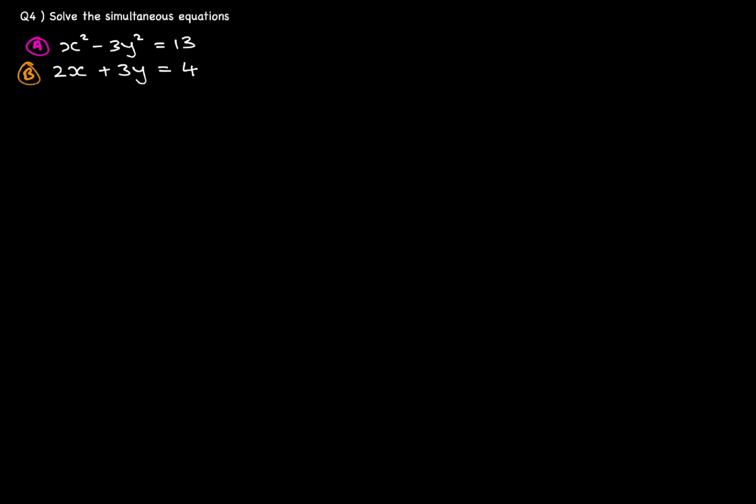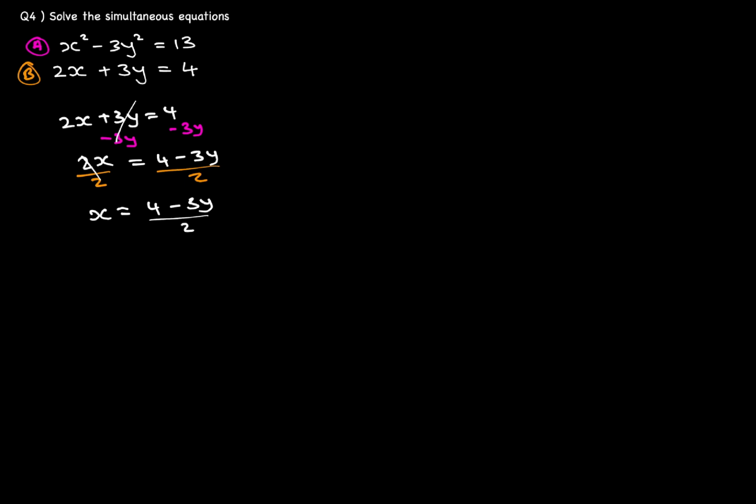Just like before, we are going to rearrange the linear terms and then plug one of the variables back into the quadratic. It doesn't matter what you make the subject. I'm going to choose x. So from equation B, 2x + 3y is equal to 4. That means I'm just going to subtract 3y from both sides, and that means 2x is equal to 4 - 3y, and now I'm going to divide both sides by 2, and I'm left with x is equal to (4 - 3y) over 2.